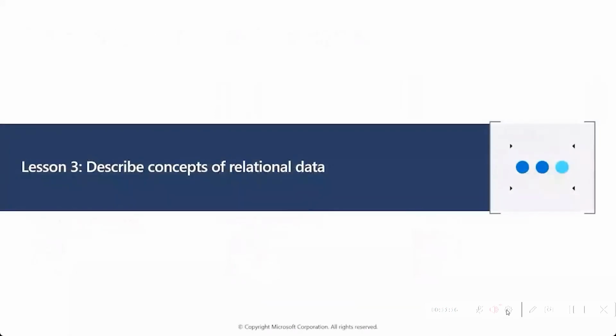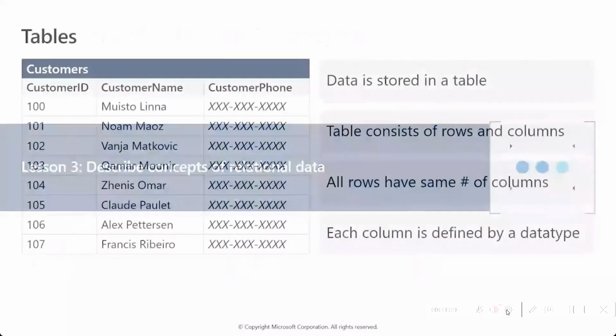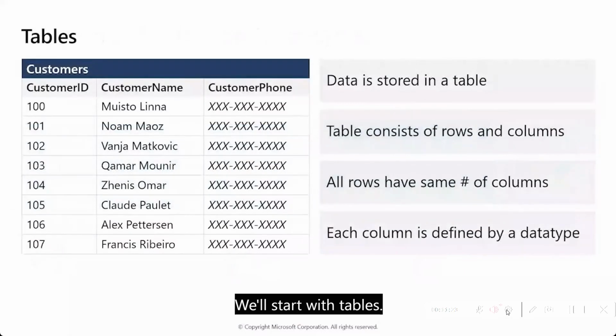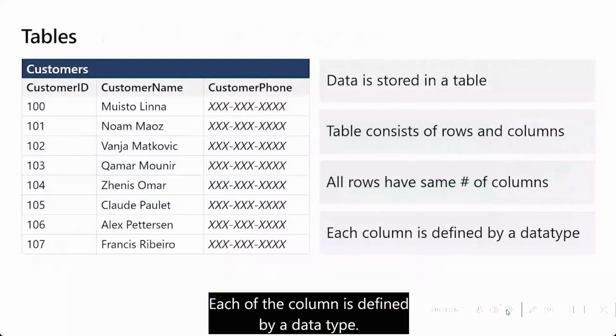Lesson 3, describe concepts of relational data. We'll start with tables. A table is where data is stored in relational databases. They consist of rows and columns, and all the rows have the same number of columns. Each column is defined by a data type.